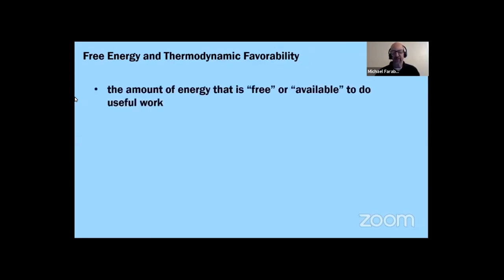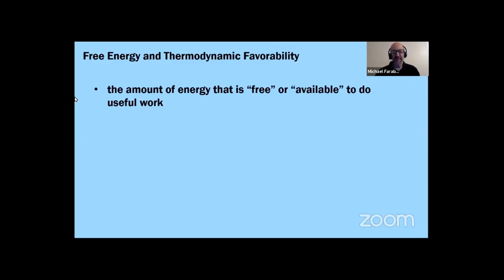Well, it's the amount of energy that is free or available to do useful work. And so if I say a reaction is favorable or thermodynamically favorable, that typically means that it happens all by itself and that can be used to do work on the surroundings. Otherwise, if the reaction is not favorable, then the surroundings would essentially need to supply energy to the system to make that reaction happen.